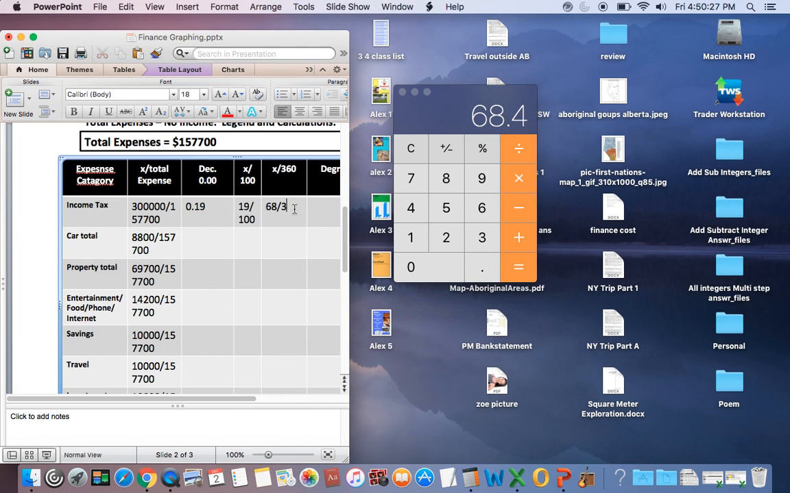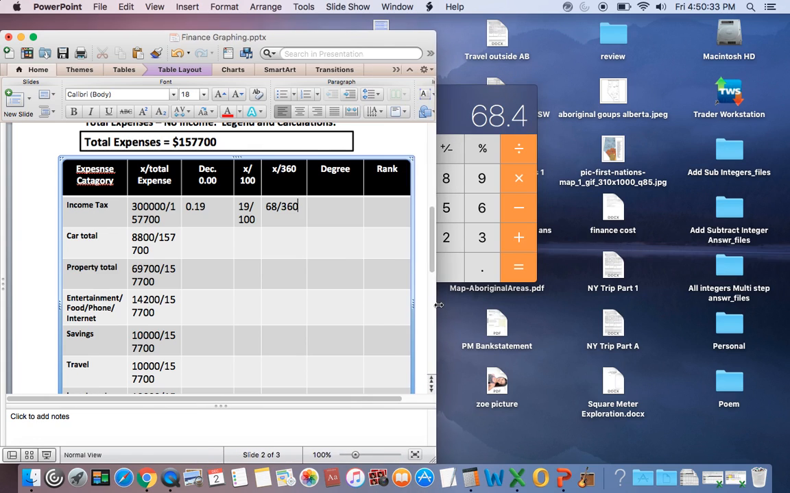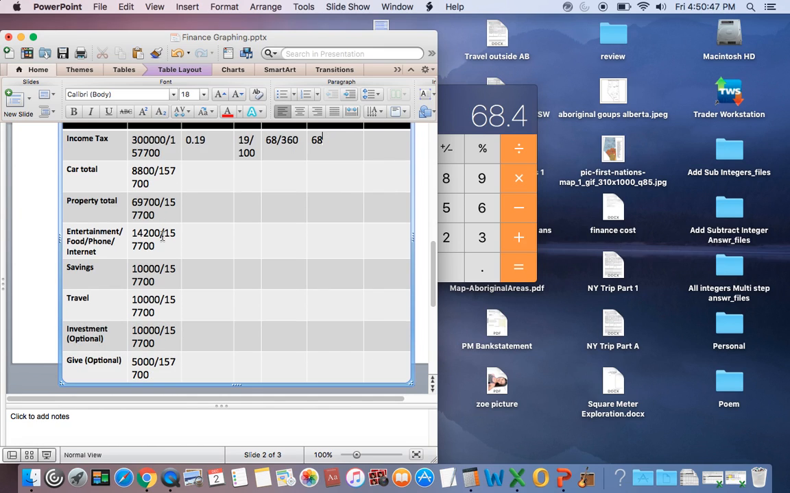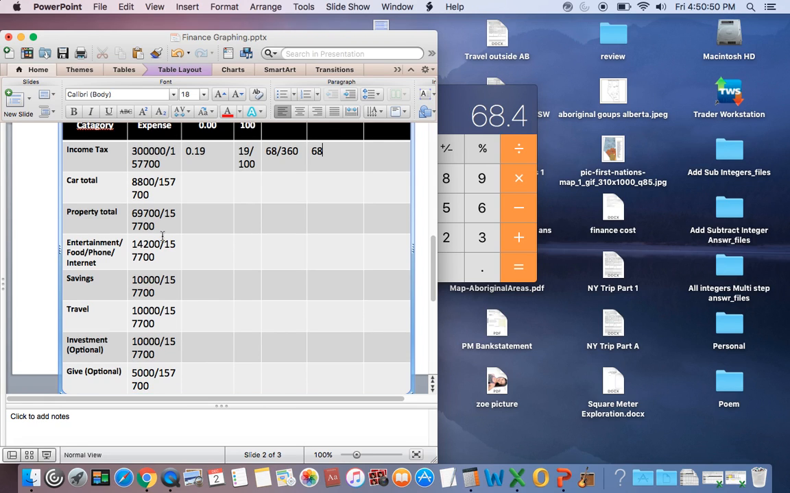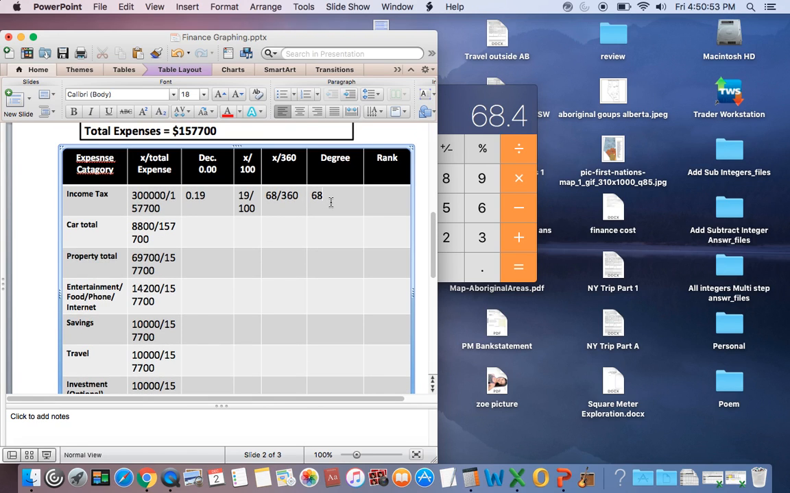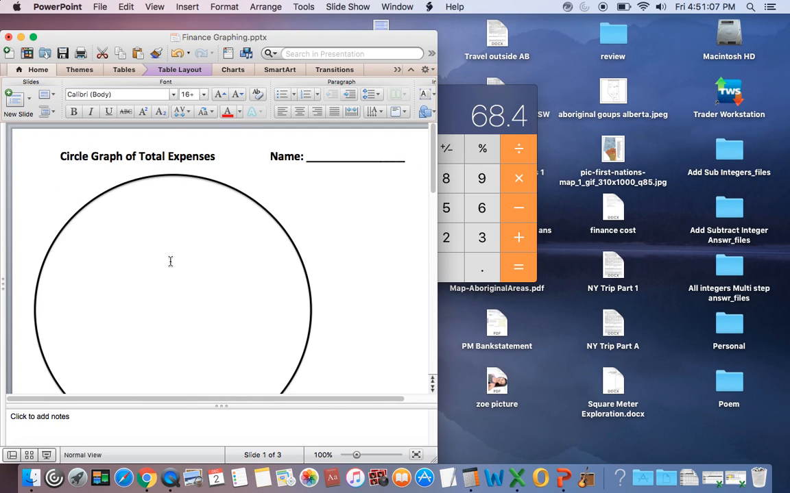68 out of 360. Now, if you would prefer to do the cross multiply and divide, you can still do that. So you set up your 19 out of 100 equals blank out of 360. You go 19 times 360 divided by 100, which is really just this here. So my degrees are 68. Right? And you do that for all of these. Remember, at the bottom, you want to total these up to make sure that you're close to 360 with the degrees. If you're out by more than 5 degrees, 5 to 7 degrees, then you've made an error in your calculation. This degrees here is now what you're going to use to go to your circle graph.